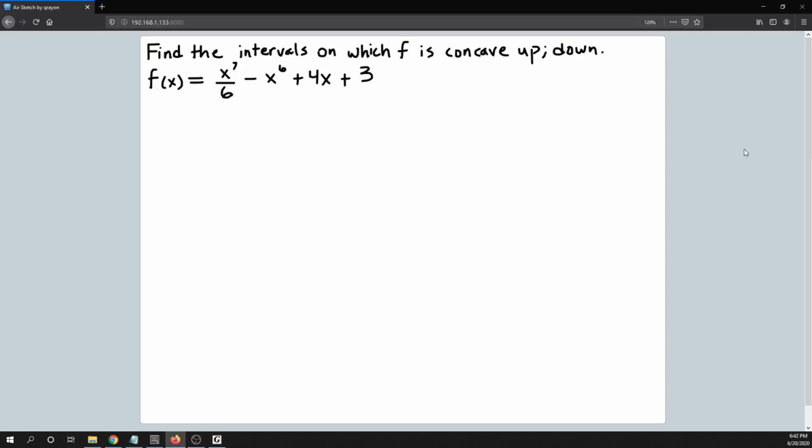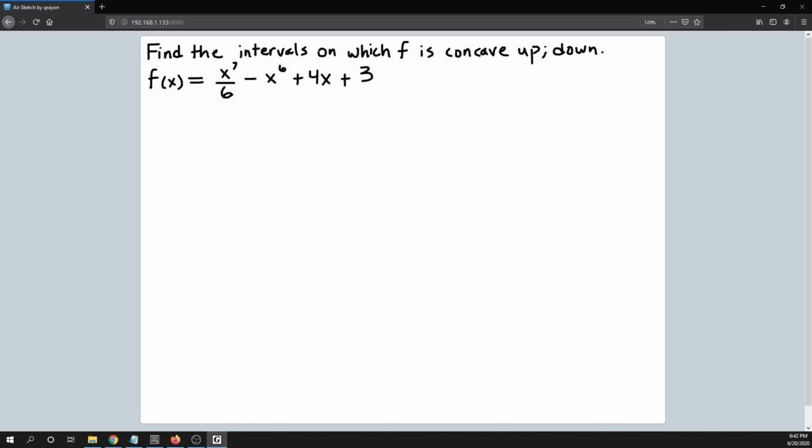In this video, we are going to work the following problem. So we want to find the intervals on which f is concave up and concave down. And f of x equals x to the 7th over 6 minus x to the 6th plus 4x plus 3.